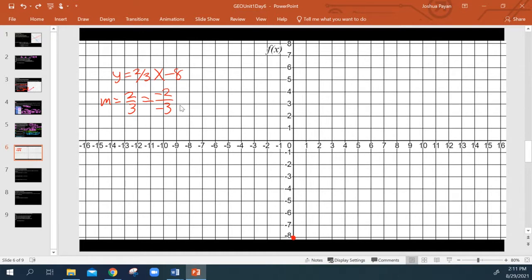Not in this example because I don't have very much room, but in later examples. So we're going to count. Our change in y is positive 2, our change in x is positive 3, so that's where our next point is going to be. Plus 2, plus 3, plus 2, plus 3, and you get the idea. Our graph ends up looking something like this. I'll give myself a couple more points here just so I can really illustrate this. So this is y equals 2/3 x minus 8.